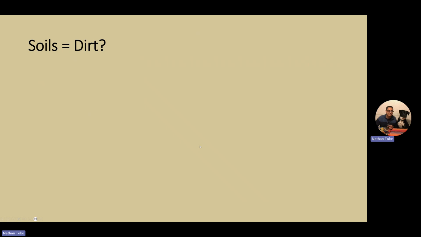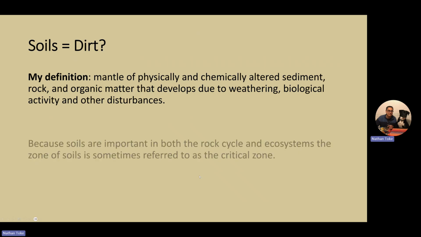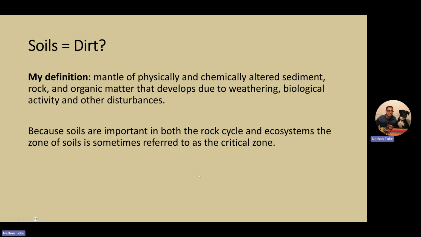Okay, so what is soil? Some of you might say it's dirt. Here's my definition. Soil is a mantle of physically and chemically altered sediment, rock, and organic matter that develops due to weathering, including biological activity and other disturbances at the Earth's surface. Because soils are important to both the rock cycle and ecosystems, the zone of soils is also sometimes referred to as the critical zone on the Earth's surface. That basically just means these soils are critical to mediating chemical and biological processes between the lithosphere, the solid rocky Earth, the atmosphere, and the biosphere. And so it's critical to life on Earth.